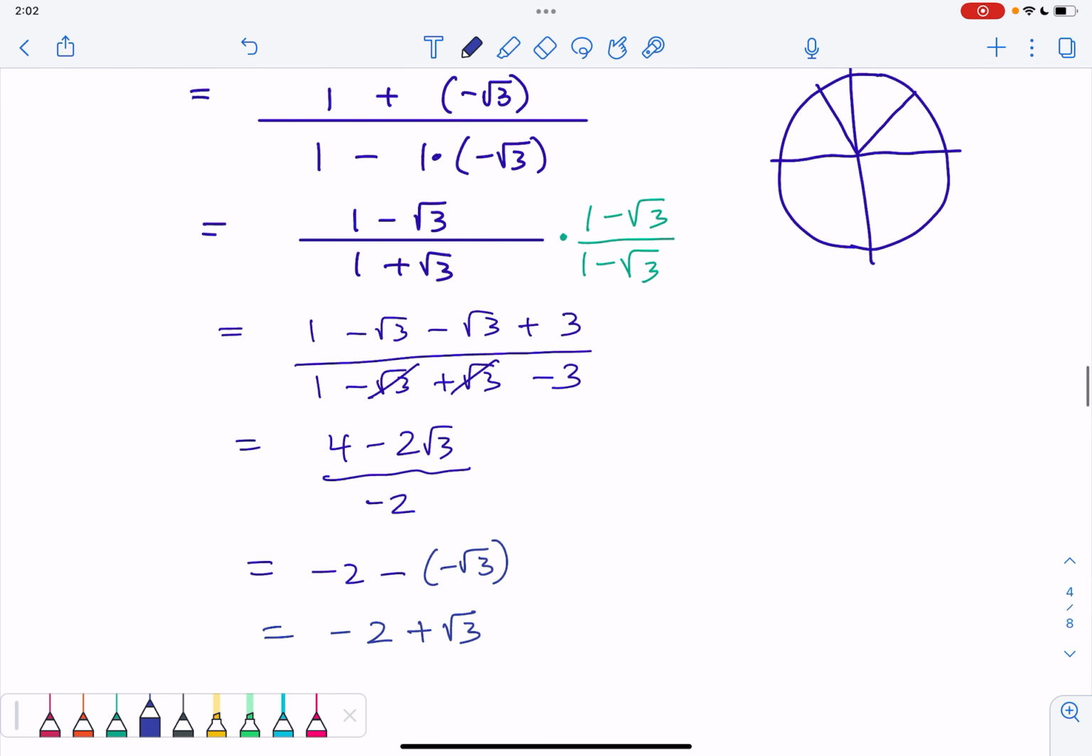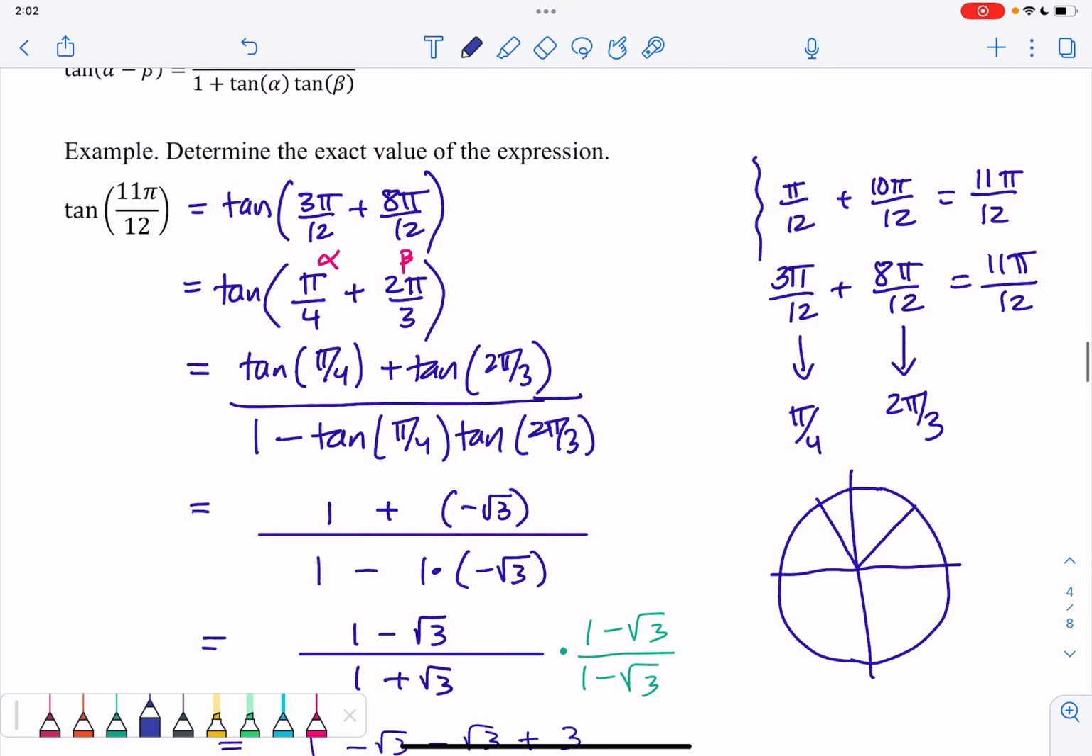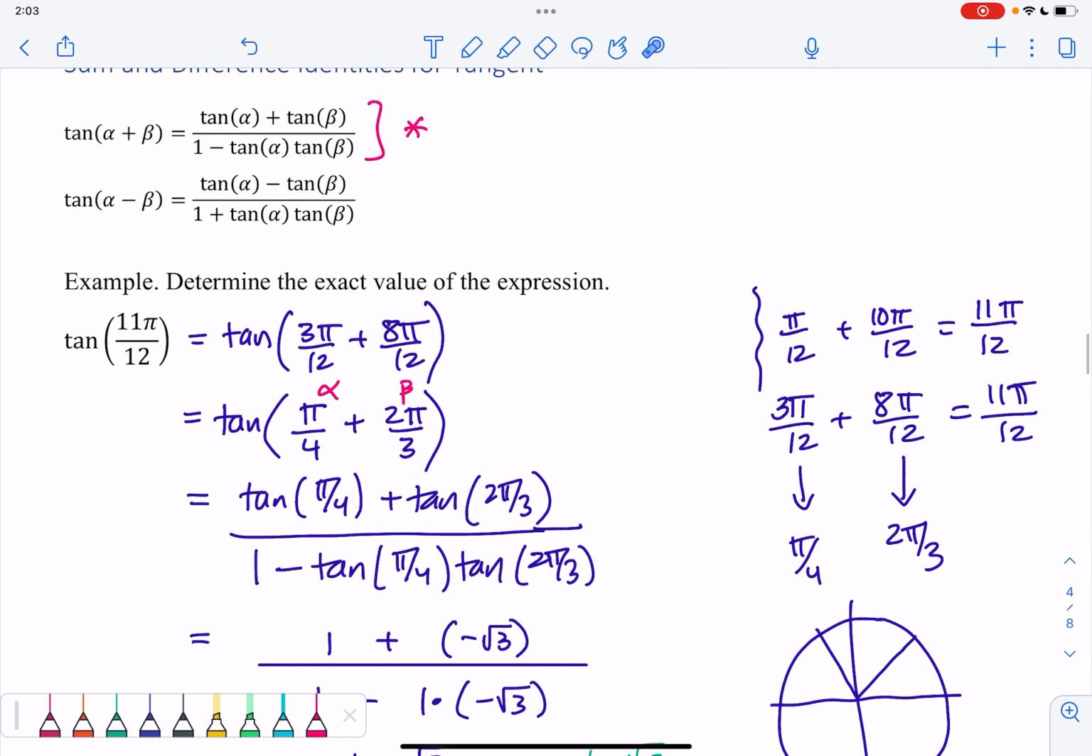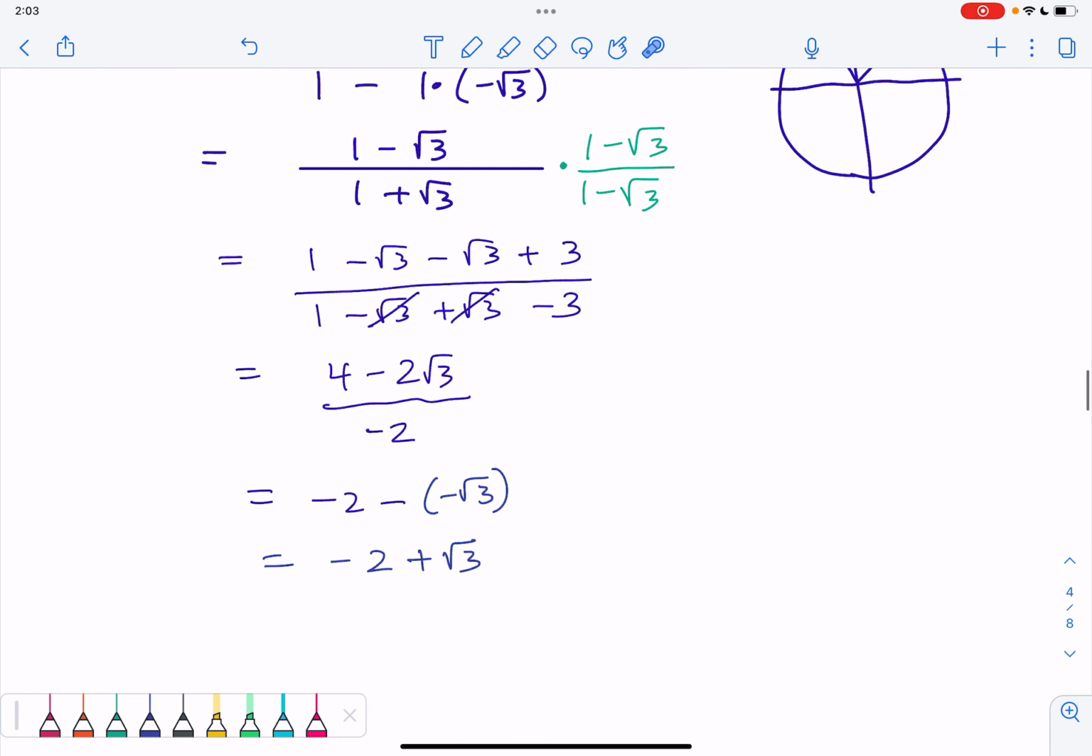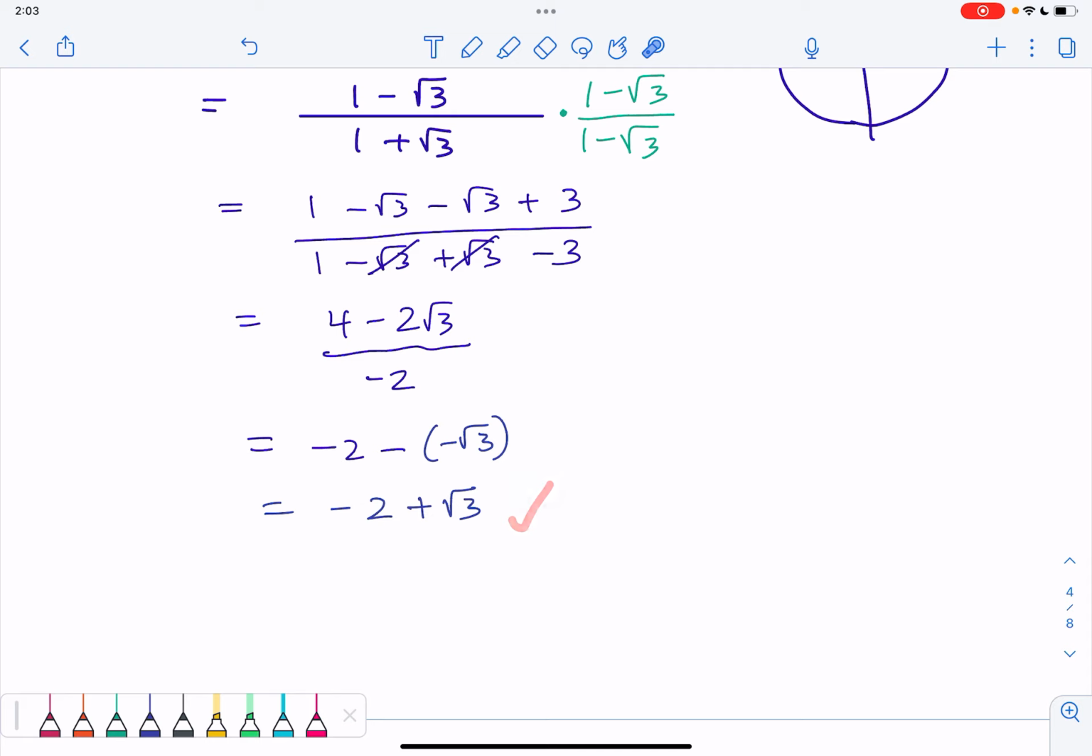So if we go all the way up, what we found is that we can find the tangent of 11 pi over 12, an angle not on the unit circle, by breaking it up into two angles that we know on the unit circle, and then assigning them, one as alpha and one as beta, and then using the formula. The formula takes this value, tangent of alpha plus beta, and puts it into the individual tangent values, which we can find using the unit circle or some that you may even have memorized. And our answer is negative 2 plus root 3.